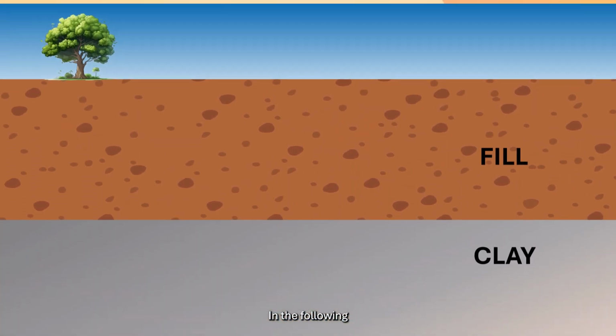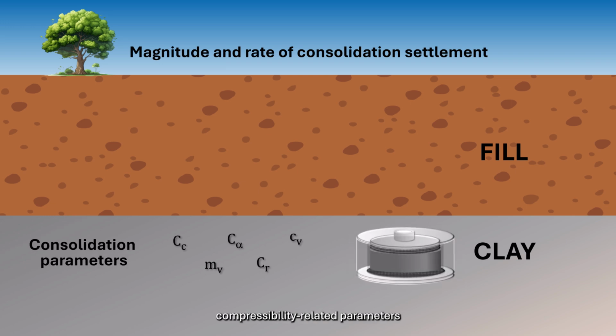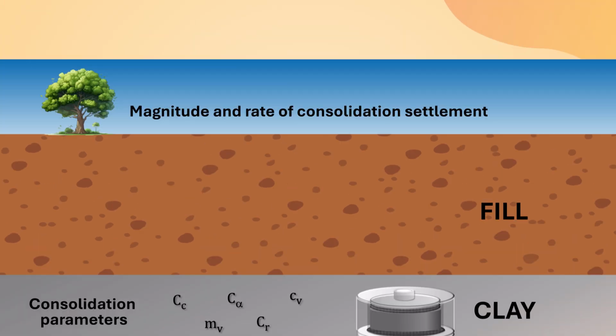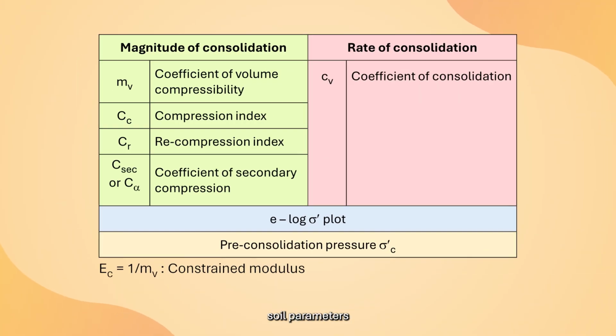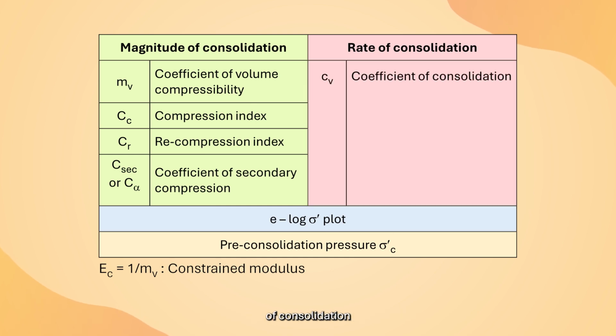In the following, let's see how we can obtain some important compressibility-related parameters from the odometer test. Then we'll briefly describe how they can be used in practice. Here is a summary of the soil parameters that may be obtained from the odometer test. MV, CC, CR, and C secondary are related to the magnitude of consolidation. CV is related to the rate of consolidation.